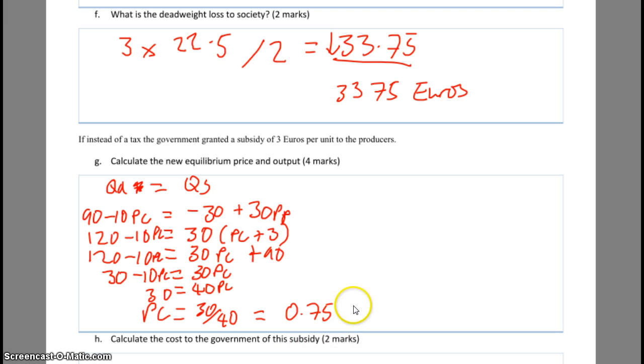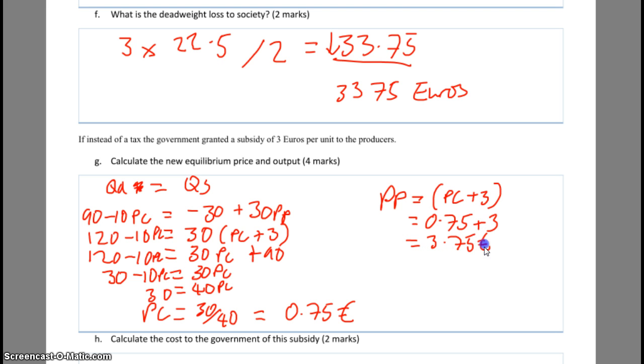0.75. Okay, so that's euros. So that's the price for the customers. So now we need to work out the producer price, and that equals, as we've seen there, PC plus 3. So now we simply take the 0.75 plus 3 equals 3.75 euros, and it asks for the quantity as well, the output. So we simply stick one of these figures into one of the formulas. So let's just stick with demand. So 90 minus 10 PC.